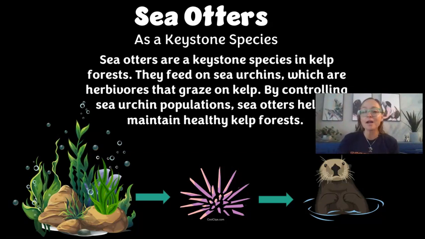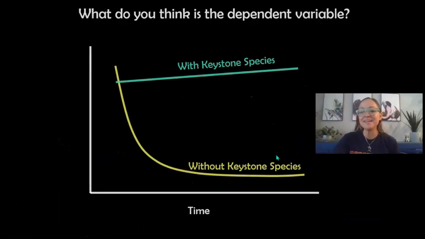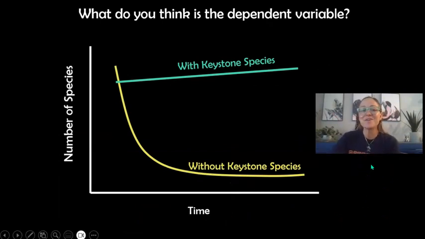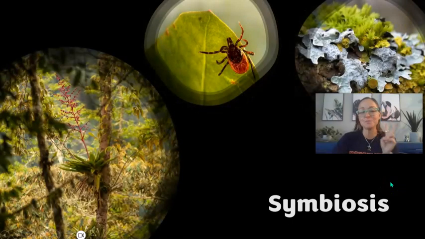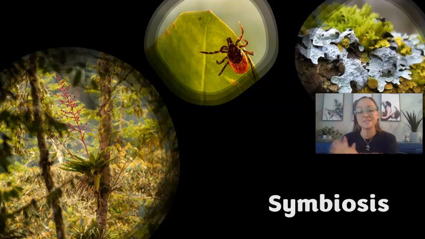Now, there are other concepts in community ecology, one of those being, so here's a nice little graph about keystone species. When we think about the dependent variable here, the keystone species, when they're present, the whole ecosystem has a higher amount of biodiversity. When you remove them, that biodiversity declines. Now, there's two more topics in community ecology. We have symbiosis and ecological succession.